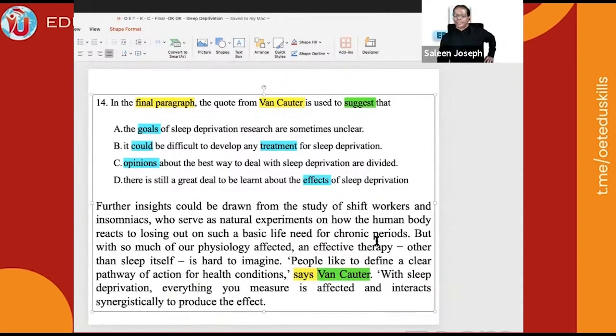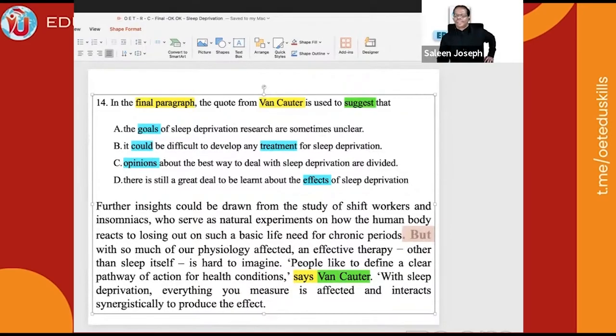Before that, but there is a contrast word here. What does it say? The answer must be after that contrast word. Yes. So, after the contrast word it says: with so much of our physiology affected, an effective therapy other than sleep itself is hard to imagine.